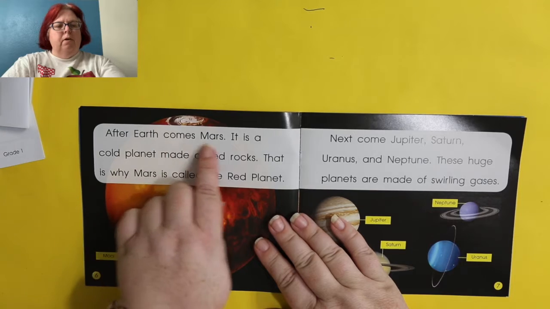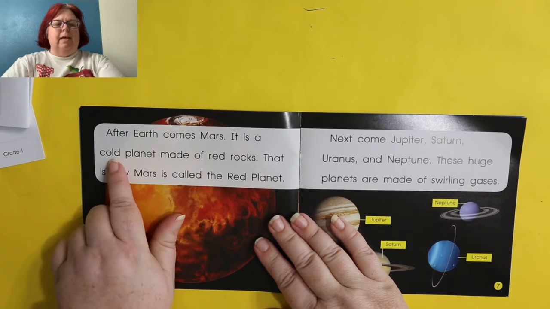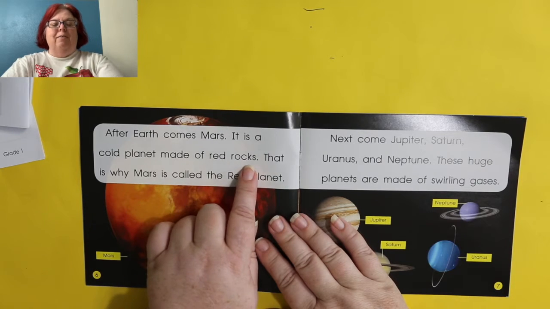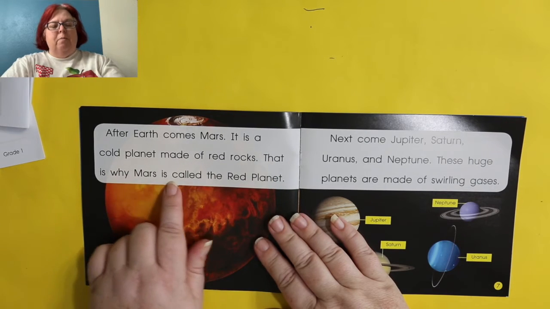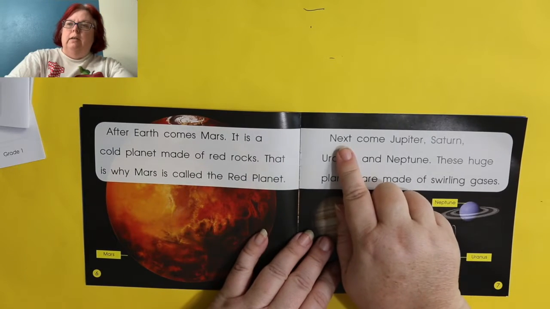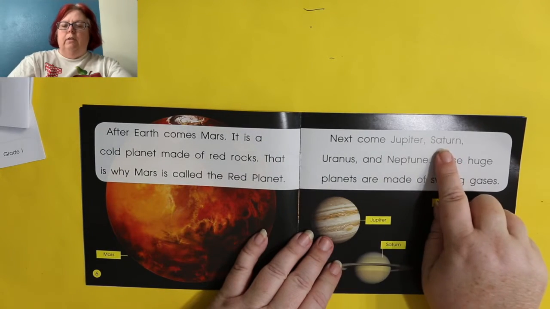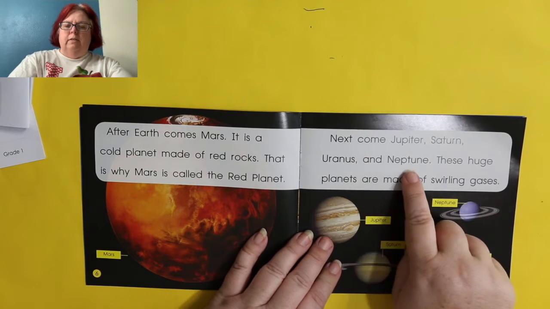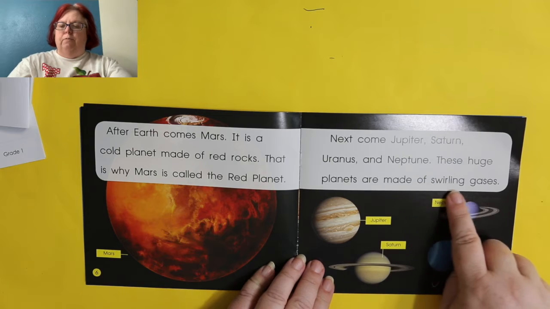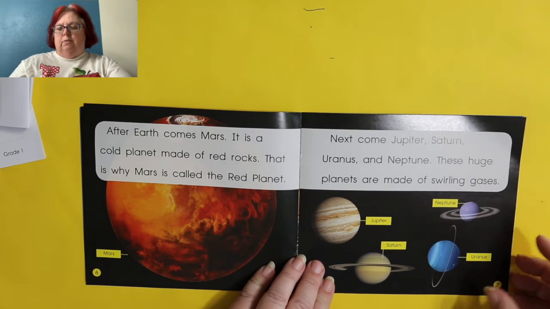After Earth comes Mars. It is a cold planet made of red rocks. That is why Mars is called the red planet. Next come Jupiter, Saturn, Uranus, and Neptune. These huge planets are made of swirling gases.